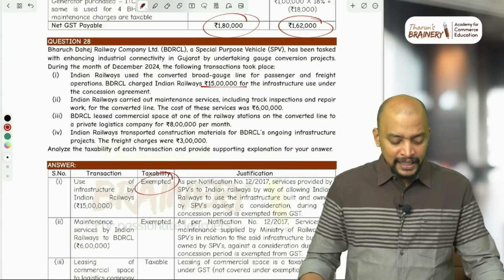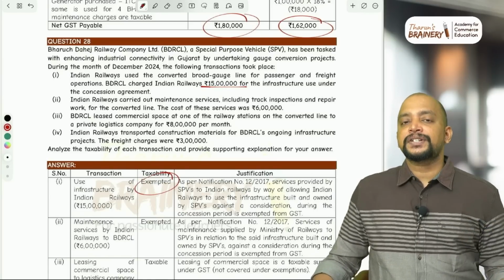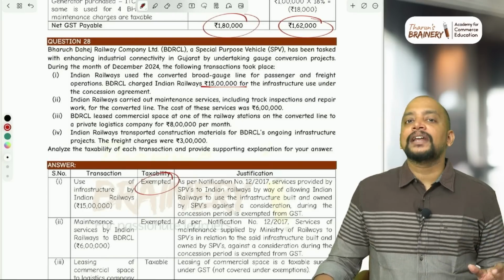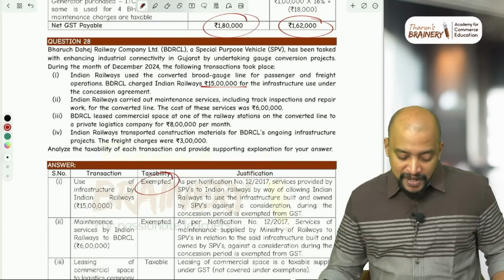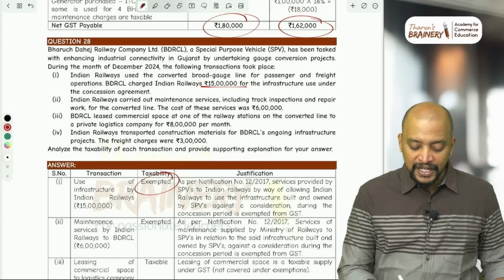Okay. Then Indian Railways carried out the maintenance services. So whenever this infrastructure is provided to Indian Railways, basically this SPV should maintain, but Indian Railways is maintaining and they will collect the maintenance charges from the SPV. So Indian Railways carried out maintenance services including track inspections and repair work for the converted line.